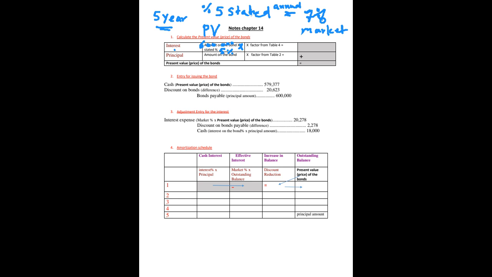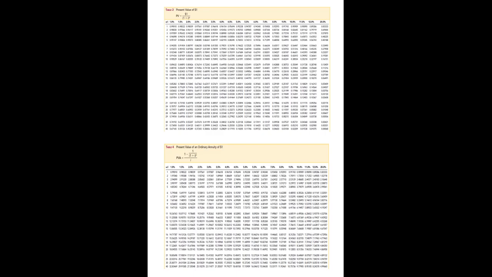Let me show you the factor. This is table number 4. As we said, the note is for 5 years, with a 5% stated rate and a 7% market rate, and annual payments. In this case, as it's annual payments, that means there will be 5 payments. So here we will go to number 5. The column is for the number of payments. If it's annual, we will take the same number.